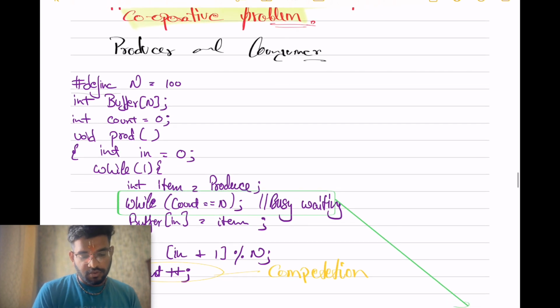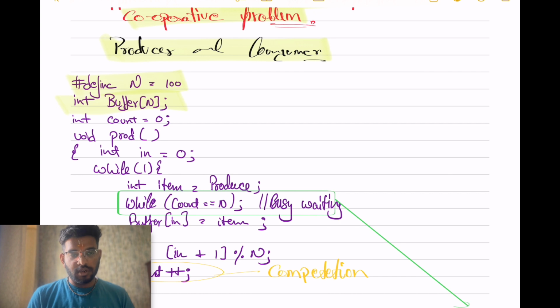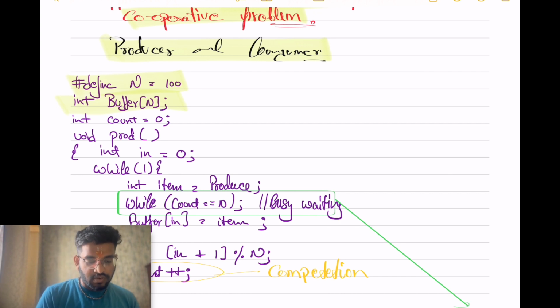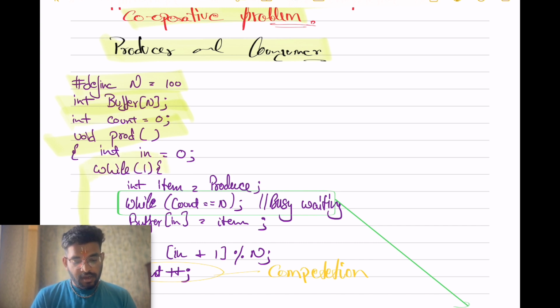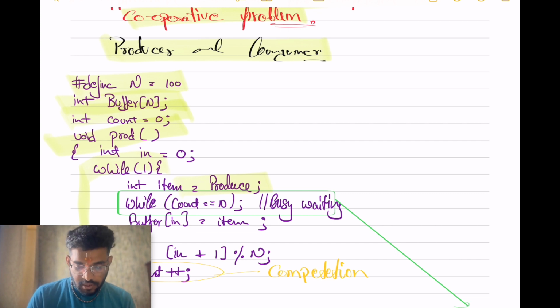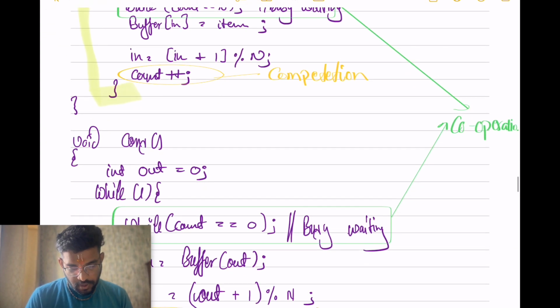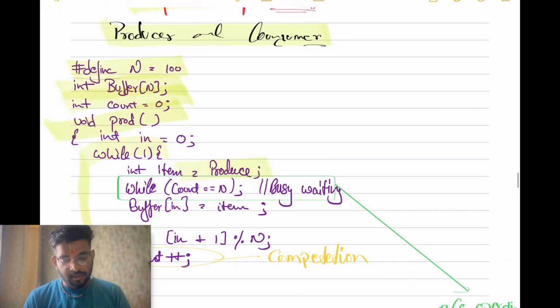So this is a producer consumer problem. Here we define n equals 100, which is the size of an array. The array is a buffer in which the producer keeps the food. The initial count is 0. So here is the producer function. We will focus on this while loop. When an item is produced, first the item is produced, then while count equals n. Count is basically counting the number of items present in the buffer.